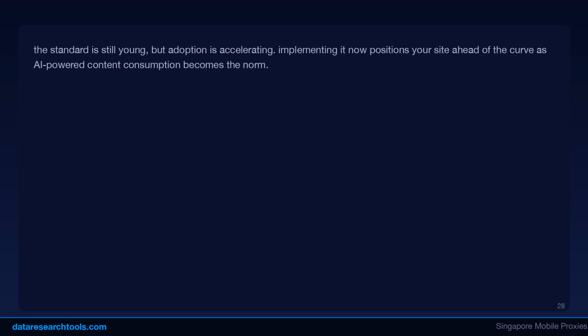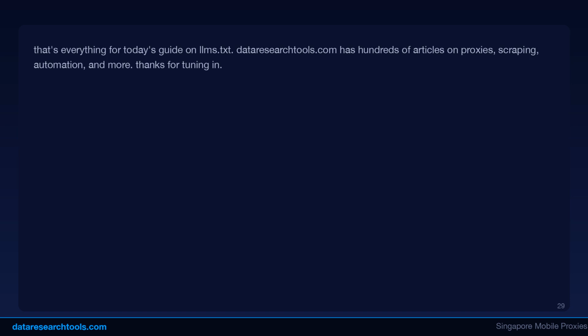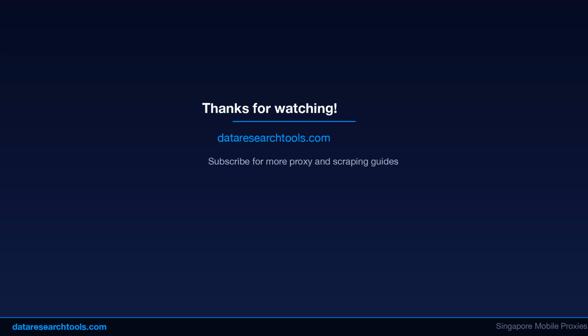llms.txt represents a practical step toward better cooperation between websites and AI systems. It's simple to implement, costs nothing, and benefits both content creators and AI consumers. If your website produces content that AI applications might reference, whether that's documentation, articles, product information, or guides, creating an llms.txt file is one of the easiest ways to ensure that content is accurately represented in AI-generated responses. The standard is still young, but adoption is accelerating. Implementing it now positions your site ahead of the curve as AI-powered content consumption becomes the norm.